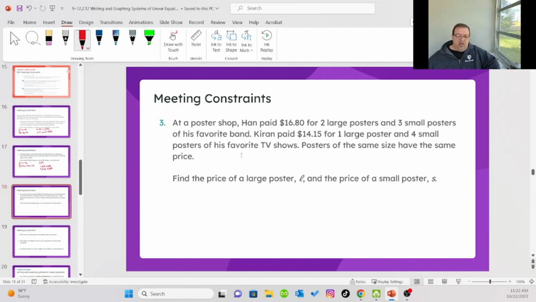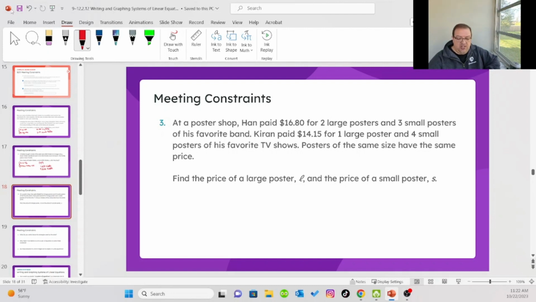Number 3, at a poster shop, Han paid $16.80 for 2 large posters and 3 small posters. Kieran paid $14.15 for 1 large poster and 4 small posters of his favorite TV shows. Posters of the same size have the same price. Find the price of a larger poster, L, and the price of a smaller poster, S.